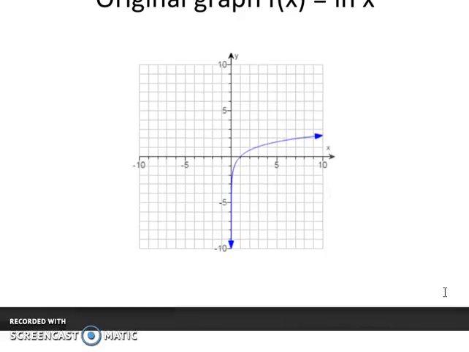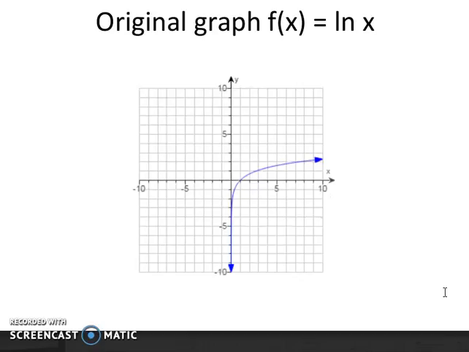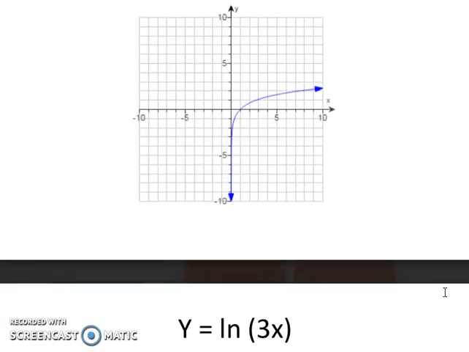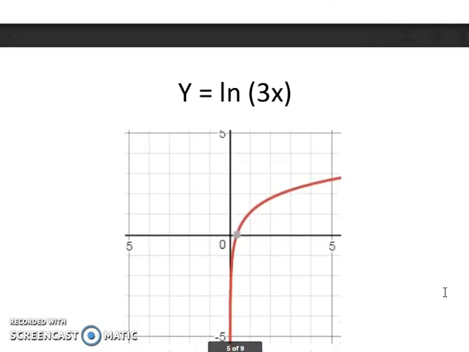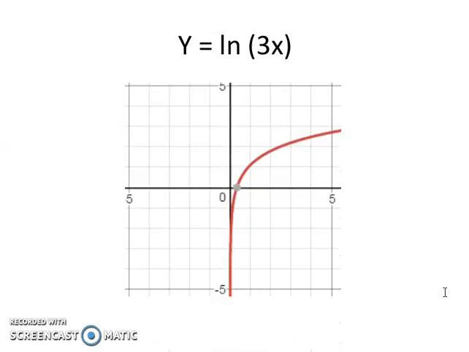All right, so now that we have this, we need to transform that to our function. The first thing we're going to do is the natural log of 3x. When this happens, it's like multiplying by 3, and you are compressing it by a factor of 3 horizontally. So this shows you what the graph looks like at natural log of 3x.